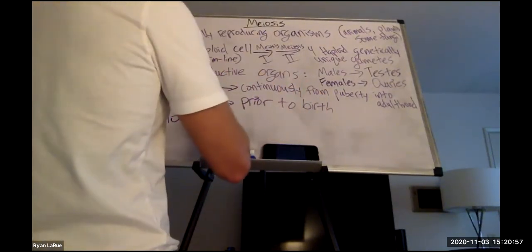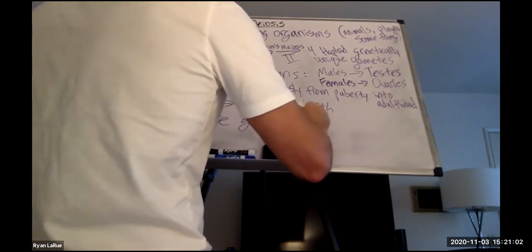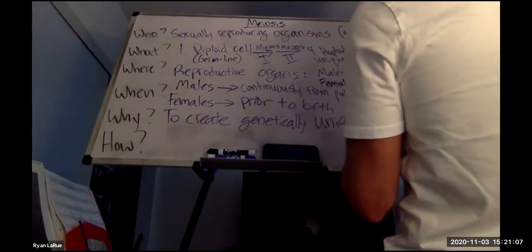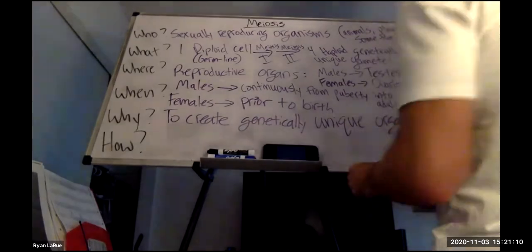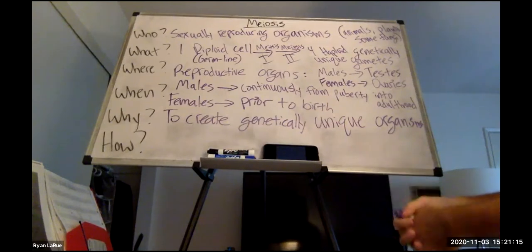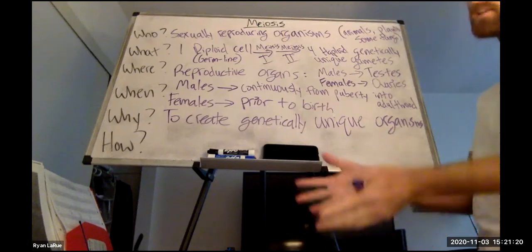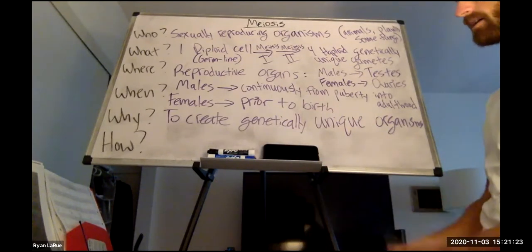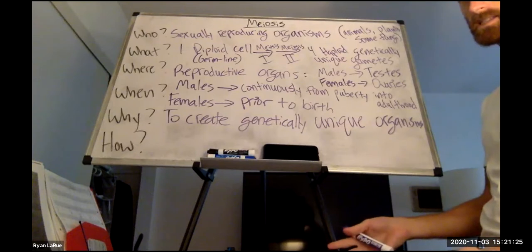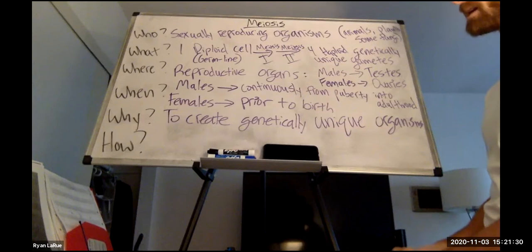So let's write: to create genetically unique organisms. Now, why might genetic diversity, biodiversity, genetic uniqueness in a population of birds, population of whales, population of strawberry plants, you name it, why is it so important to be different genetically? What would you guys say?